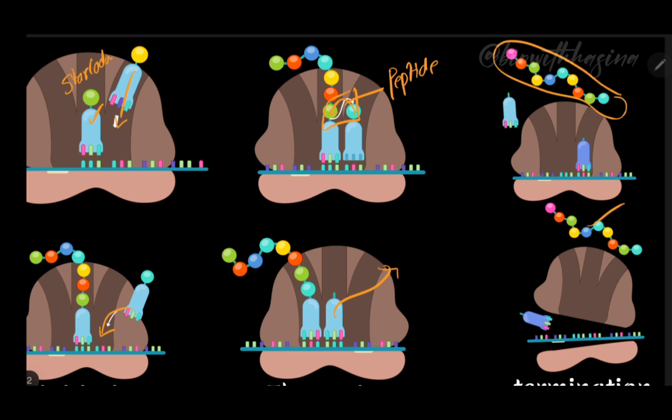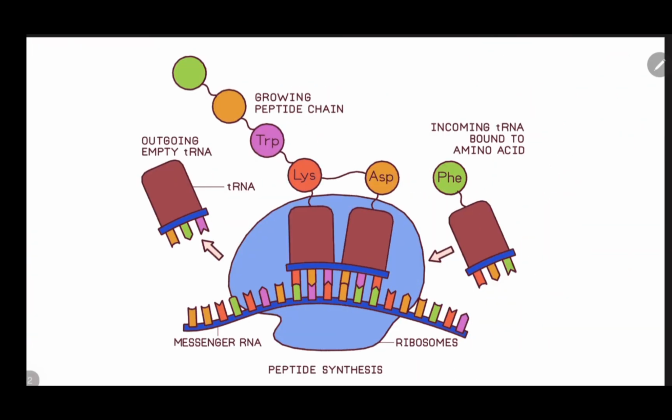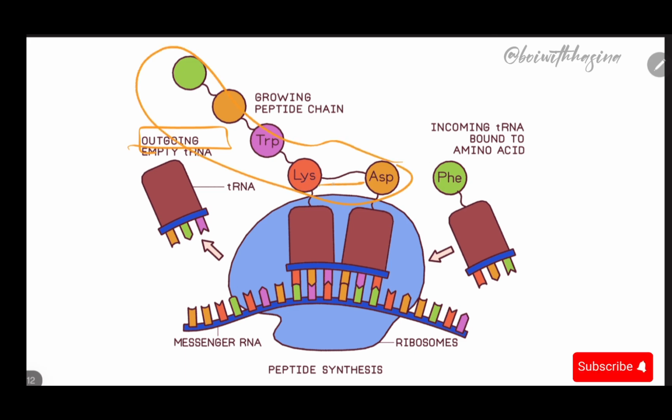Your tRNA gets away, and when the ribosome detaches, this shows the termination stage, or we can say your translation has ended. Okay, so this is your diagram. See, the outgoing empty tRNA has just released its amino acid. This is your growing peptide chain. Both are bonded by the peptide bond. This is your mRNA, and these are the subunits of the ribosome. This is the tRNA which is coming. This is a very good diagram where you can understand all the steps.